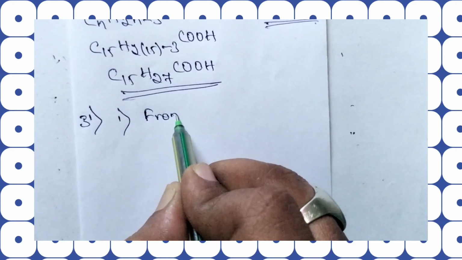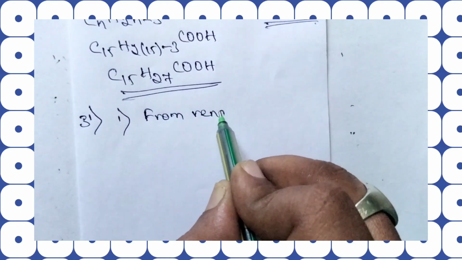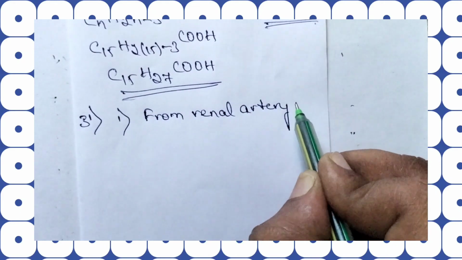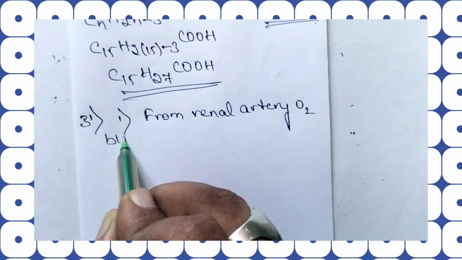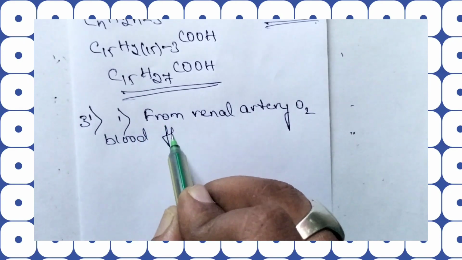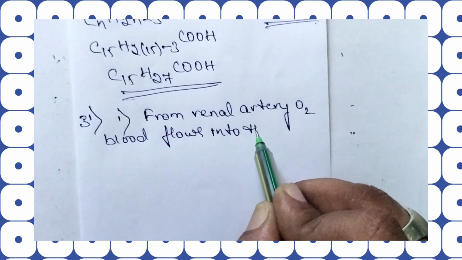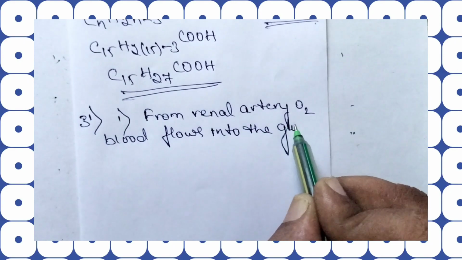From the renal artery, oxygenated blood flows into the glomerulus.